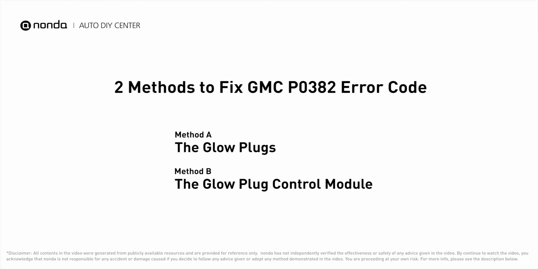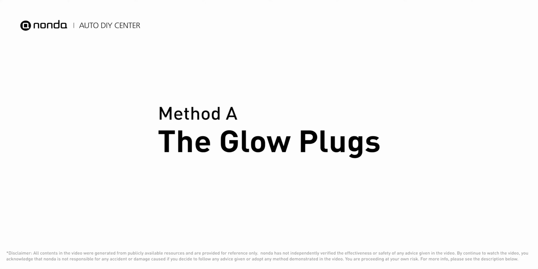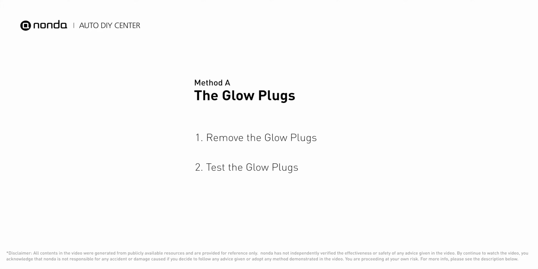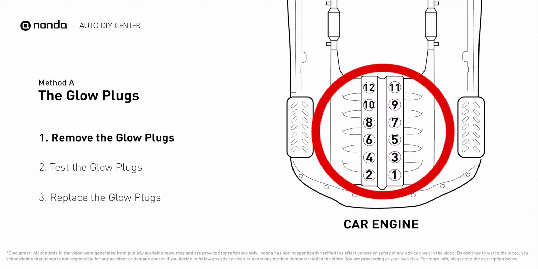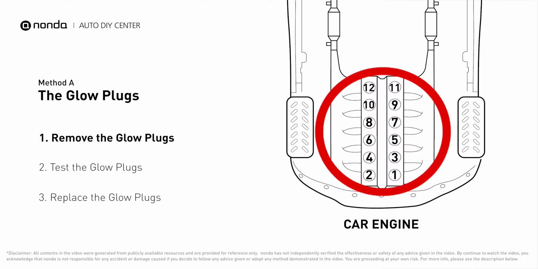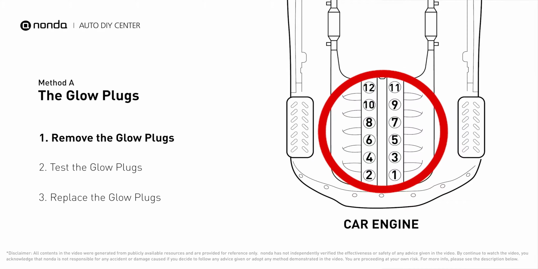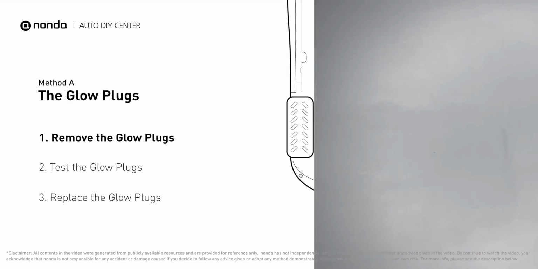Here are 2 of the most practical solutions to fix GMC's P0382 error code. Method A, the glow plugs. Glow plugs are used in diesel engines to help heat the fuel in preparation for the combustion chamber when the engine is cold. They are located on top of the cylinders.